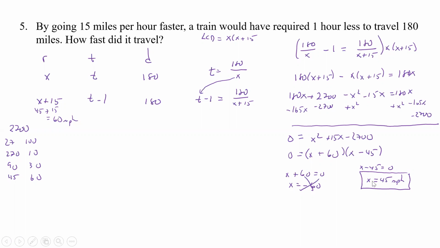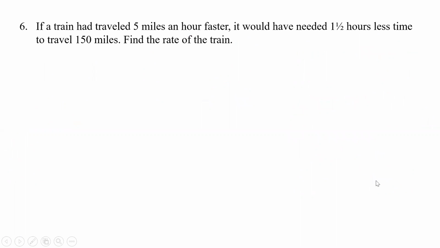All right, so let's look at another one. What if a train, this is going to be similar, travels 5 miles an hour faster instead? It would need 1.5 hours less time to travel 150 miles. So let's look at this one. We're going to do the same kind of thing. We're going to have our rate, our time, and our distance. Well, the distance is 150 miles for both of them. This one is t, this is x. So that's our rate, our time, that's set.